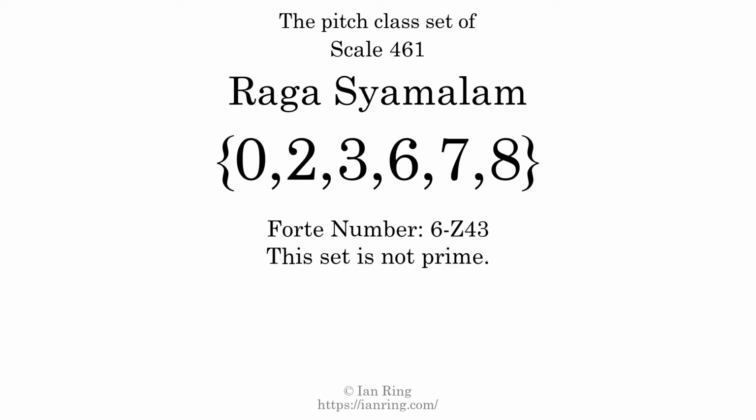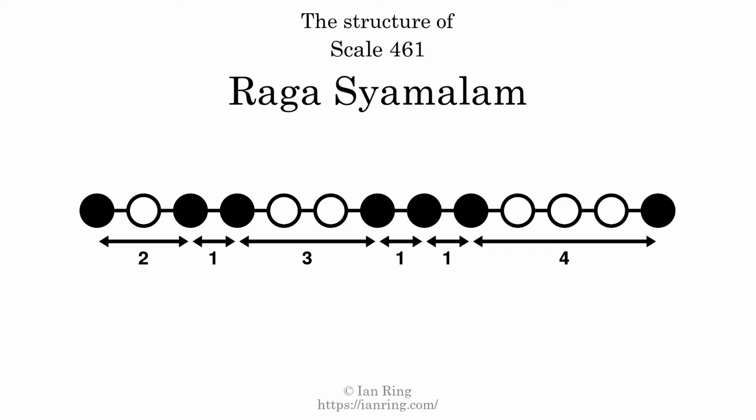The pitch class set for this scale is 0, 2, 3, 6, 7, 8. The fault class is 6Z43. This set is not prime. The structure of a scale is a description of the interval distance between each successive tone. This scale has a structure of 213114.